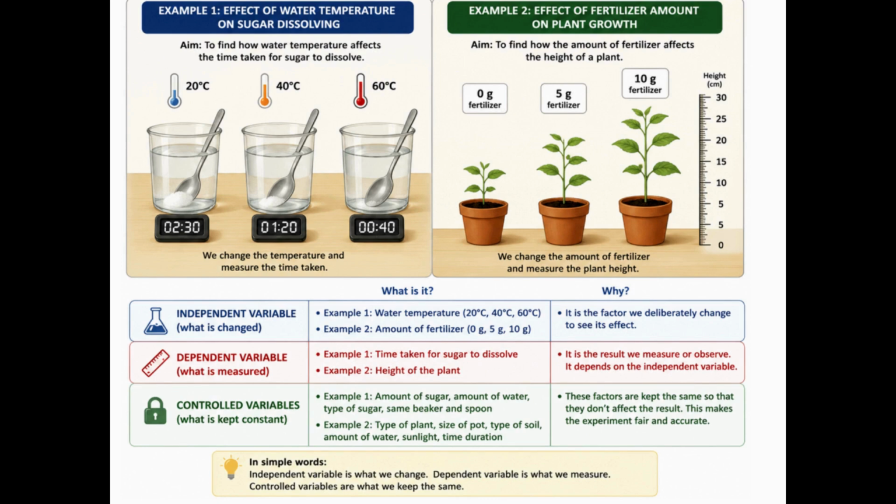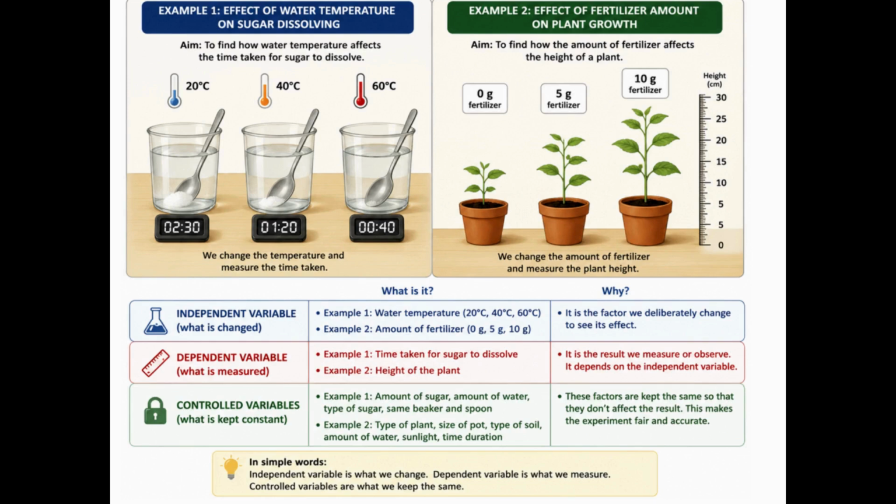So clearly, we are changing temperature. So temperature of water is the independent variable. Now, what are we measuring? We are measuring the time taken for sugar to dissolve. So time taken is the dependent variable. Now students, what must we keep same? We must keep amount of sugar same, amount of water same, and type of sugar same. Because if we change these, the result may become biased. So these are controlled variables.